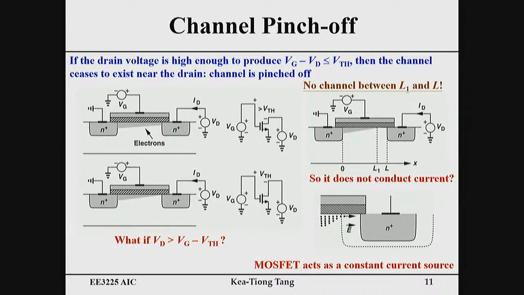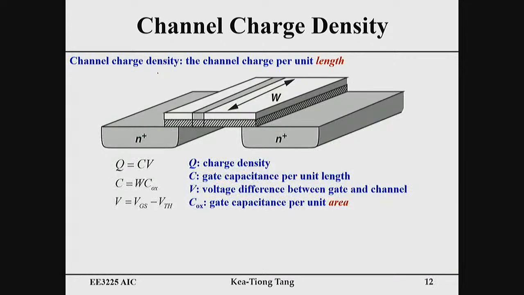So we see that the transistor can function as a voltage controlled current source. How much is the current? Today we are going to derive some formulas. To derive the formula, we can look at this structure. First we define a quantity called channel charge density. What is channel charge density? It is the channel charge, which is the charge in the channel per unit length.